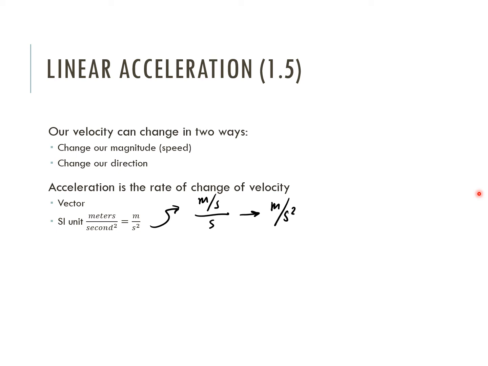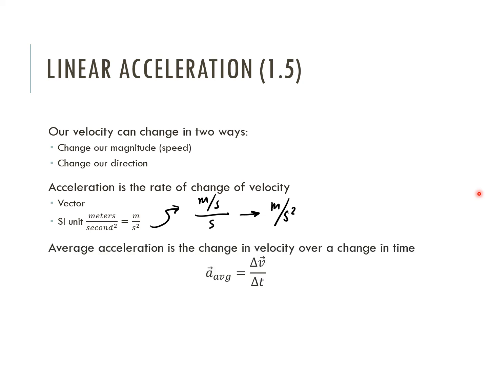So let's look at the algebraic equation for linear acceleration. So here we have our average acceleration. So our variable for acceleration is a, and it's the change in velocity divided by the change in time. Again, this delta symbol is final minus initial, or final minus starting, whichever term you'd like to use.